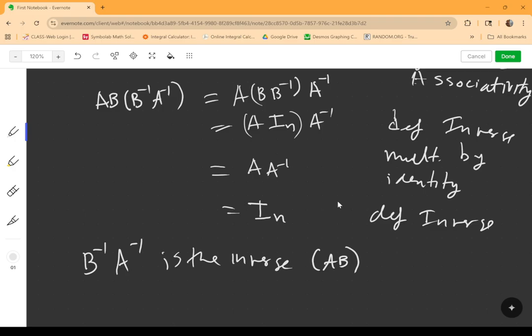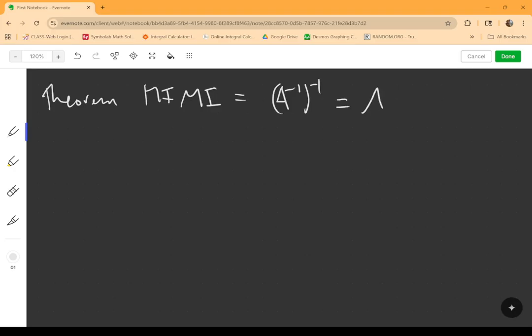A couple of other properties here we'll state without proof, but it might be a good exercise to prove a couple of these. So I'll just state them here. Theorem MI simply states that the inverse of an inverse is the original matrix A. So the inverse of the inverse returns A. If you're undoing what you already undid, then you're right back where you started.